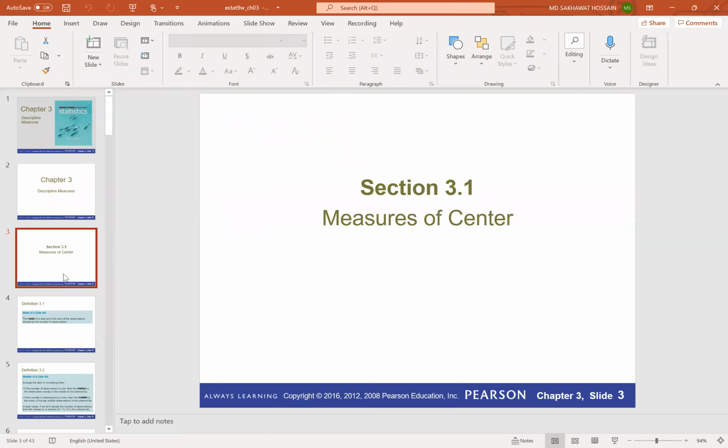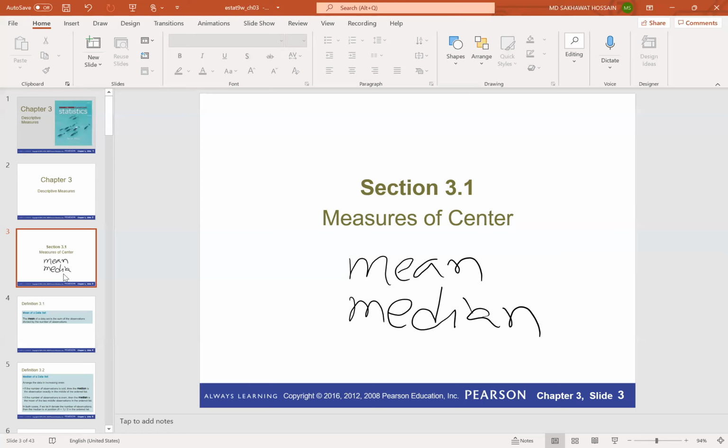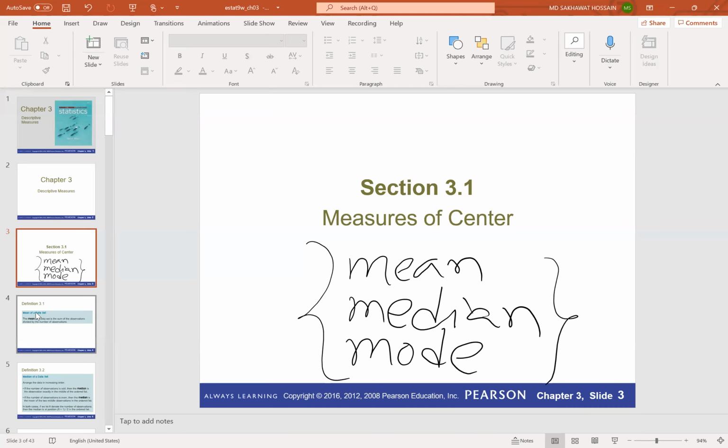There are different types of center. We consider the mean as a center of the data set. We also consider the median as a center of the data set, and we also consider the mode as a center of the data set. These are the common measures of center. There are also some other types of measures of center, but usually we use these 3: mean, median, and mode.